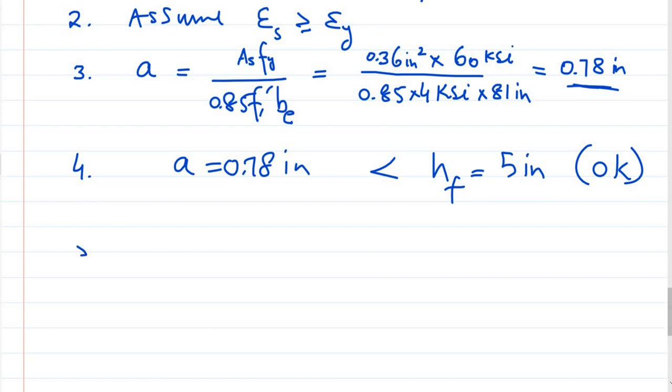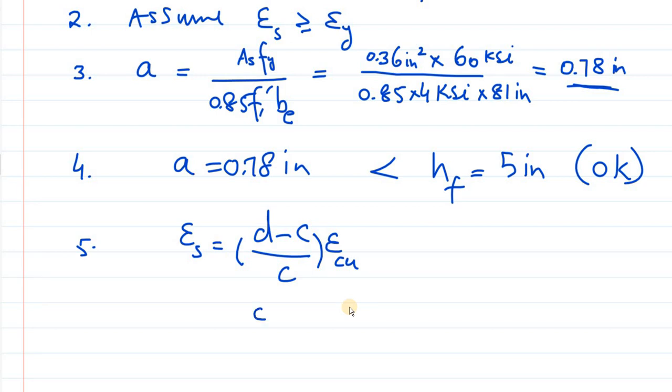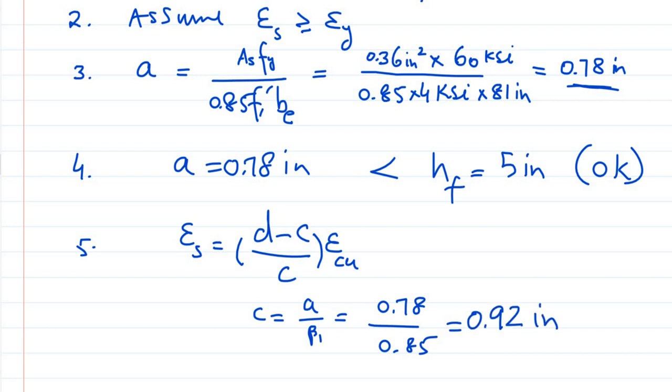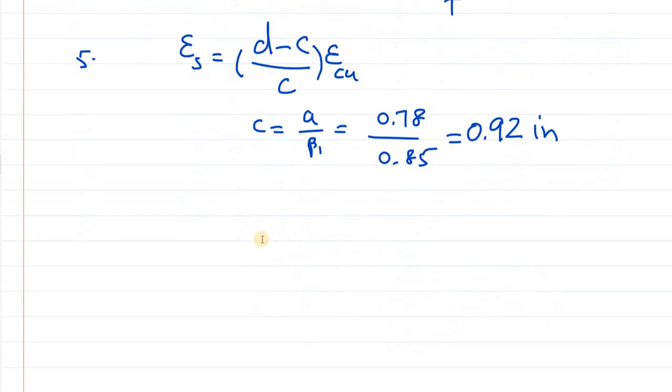The next step is to calculate epsilon s based on a familiar equation that you know, d minus c divided by c into epsilon cu. Before you put in the values, you need to know your c value. This c value will be calculated as a over beta 1, and beta 1 for fc prime equal to 4000 psi is 0.85, so 0.78 divided by 0.85, so you get c equal to 0.92 inch. Next you need to calculate this epsilon s by putting the values.